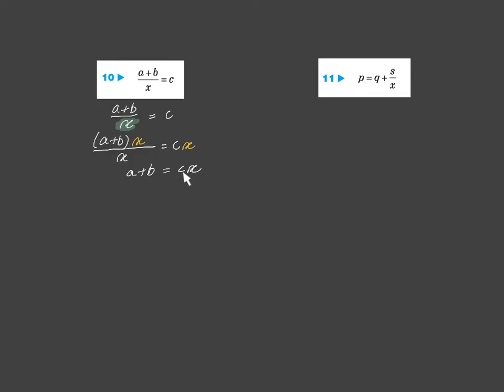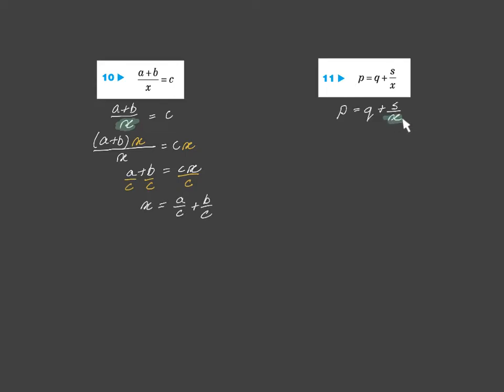On the right, I must divide by c to isolate the x. Divide both these terms by c. And now I'm going to write the right-hand term first so that x is the subject. C divided by c is 1. X is equal to the left-hand side, a over c plus b over c. And we're done.